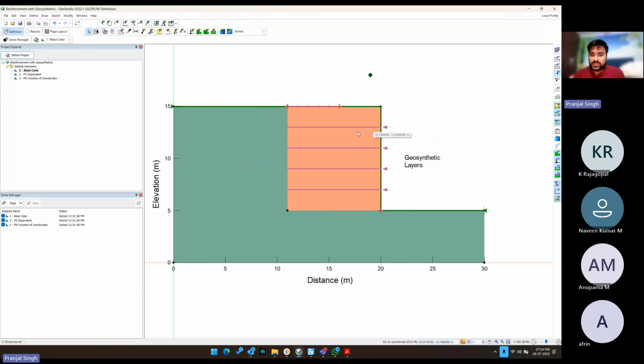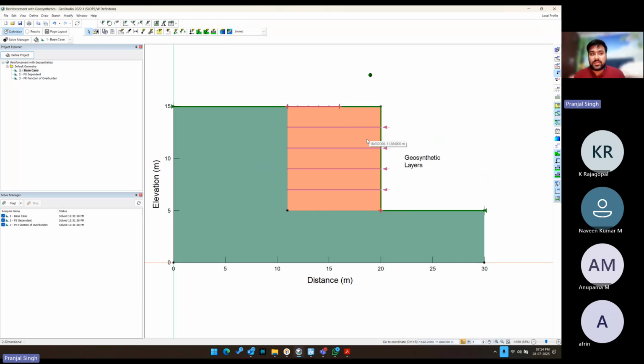So these horizontal lines, 4 horizontal lines that you see in this fill. So this is the engineered fill. So we place this engineered fill in different layers, one by one, in construction sequence, and in between we lay the geogrid layer.